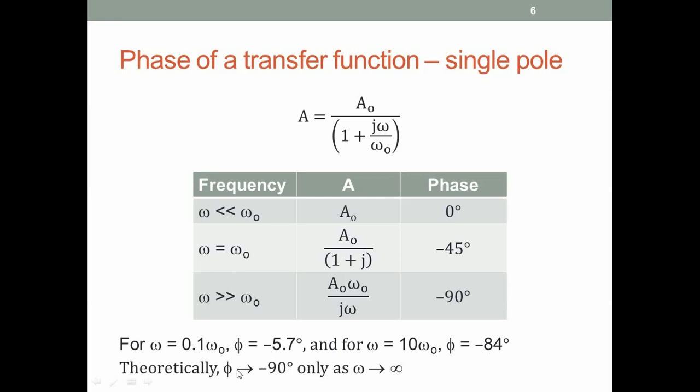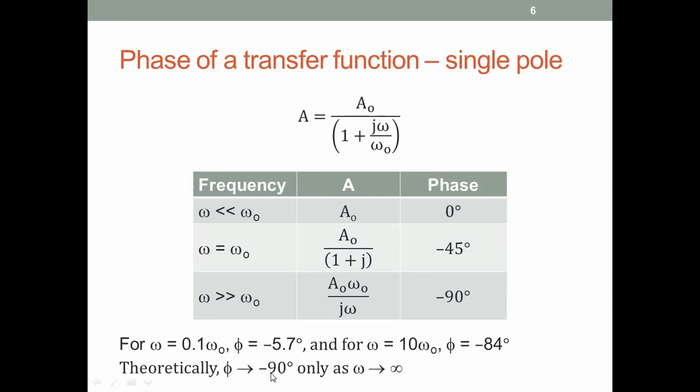Also note that theoretically the phase becomes 90 degrees. So the phase of this is actually tan inverse omega by omega naught. That is the phase in fact. So tan inverse of omega by omega naught becomes equal to 90 degrees only when omega is infinite, because tan of 90 degrees is infinity, tan inverse of infinity is 90 degrees. So theoretically the phase of this transfer function becomes minus 90 degrees only as omega tends to infinity. At any finite value of omega, the phase will be very close to 90 but will not become exactly 90.